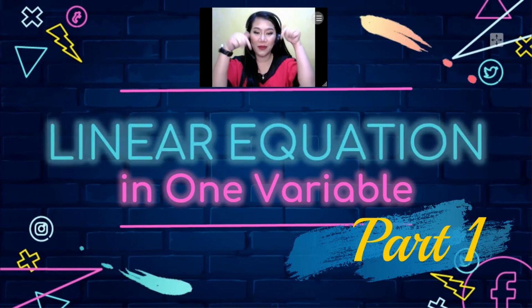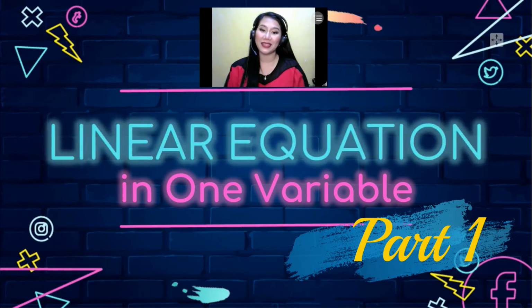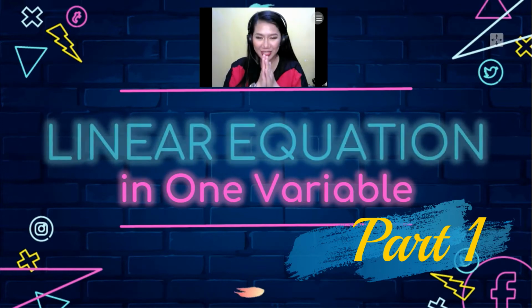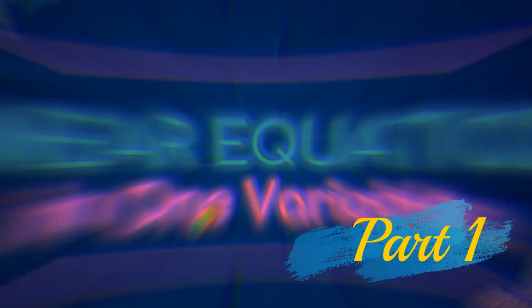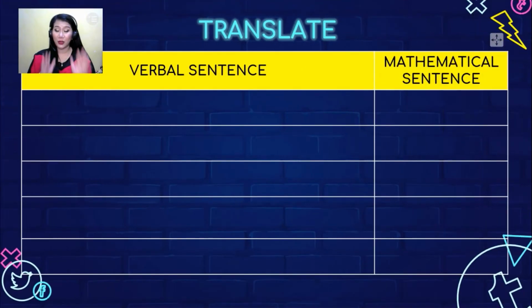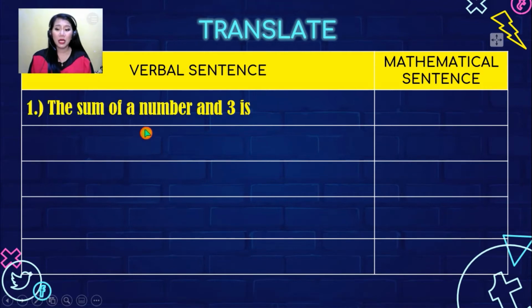Okay, so for today, we're going to have our lesson all about linear equation in one variable. Please stay tuned and keep on watching. Okay, so just as a recall, let us translate the following verbal sentences that I have here on the left column into its mathematical sentence, which we're going to place here at the right side column. So let's have number one. The sum of a number and 3 is 18.